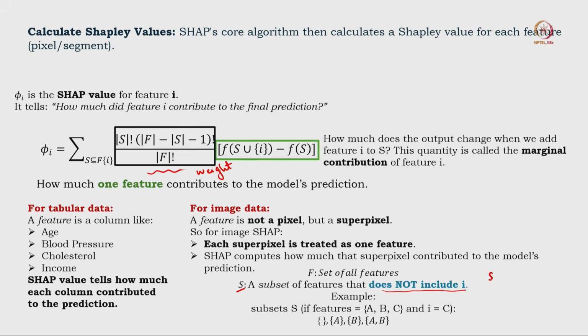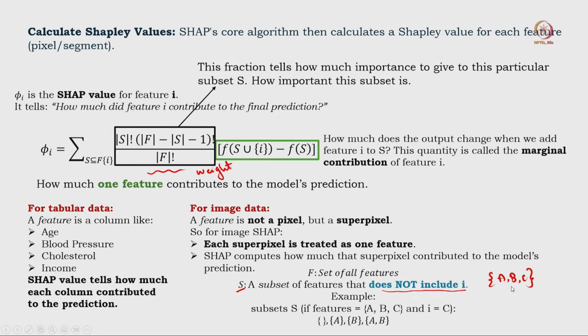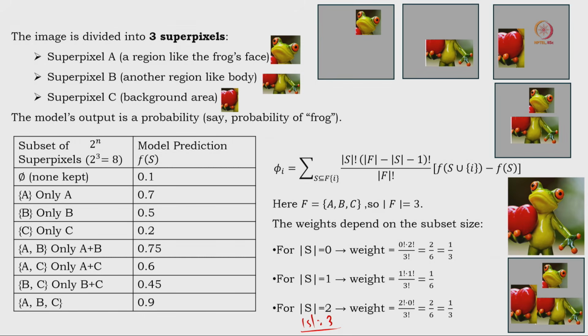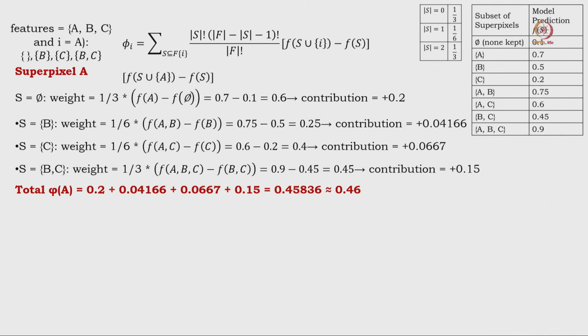Now, here the set that we are considering is ABC. Now, all the superpixels are here. You cannot write a subset which does not include all the elements you have considered. That is the reason why we will not calculate for S equal to 3. I hope this concept is clear. So, what exactly have we done here? We have calculated the weight that has to be assigned. With this, let us proceed next.